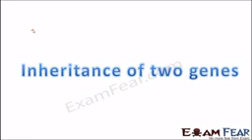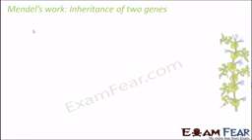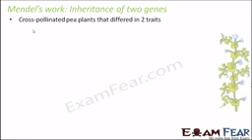But now we will consider two genes. Basically, we will consider two traits. We will try to cross two parents which differ in two traits. So what was Mendel's contribution to study inheritance of two genes? Again, Mendel performed a series of experiments with the same pea plant to study the inheritance of two genes. So what did he do? He cross-pollinated pea plants that differed in two traits, and this type of cross was known as dihybrid cross.